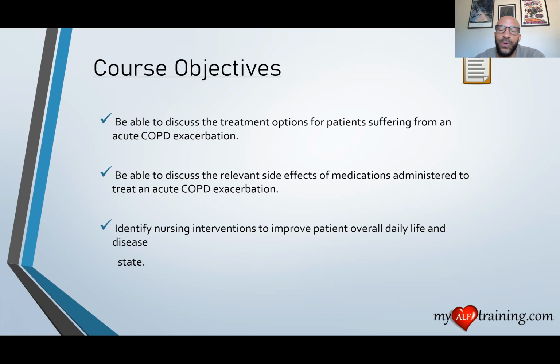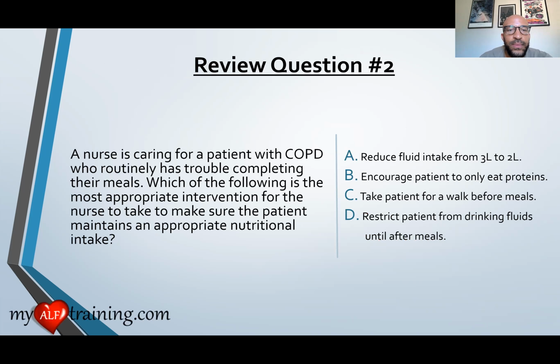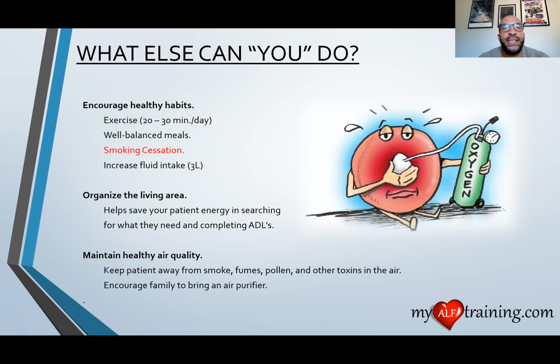So that brings us to our last objective, which is to identify nursing interventions to improve patient overall daily life and disease state. We talked about several ways we can do this. Even in our last slide, I gave you an additional tip here: organizing the living area, exercising, fluid intake, making sure we maintain healthy air quality, and well balanced meals. We can't forget our well balanced meals.